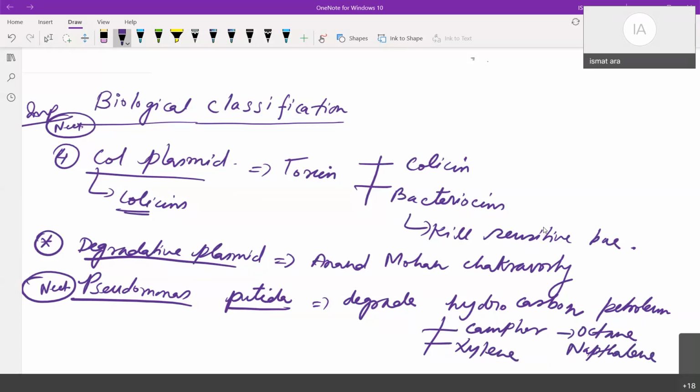All these things are present in petroleum and they degrade this hydrocarbon petroleum. I'm talking about Pseudomonas putida. Now, why is this plasmid of much importance, students?